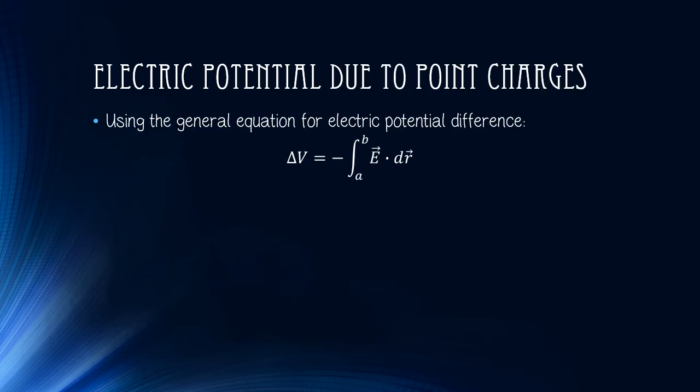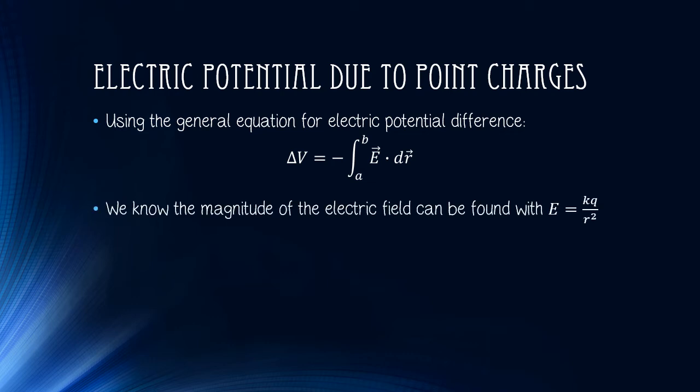The first and simplest electric field that we have studied is the electric field created by point charges. So using this general equation for the electric potential difference, delta V equals the negative integral of E dot dr, and knowing that we have an expression for the magnitude of the electric field, E is equal to KQ over R squared, again, this is when the electric field is produced by a point charge, we can plug that into our expression to be able to ultimately come up with an expression for the electric potential or electric potential difference due to a point charge.